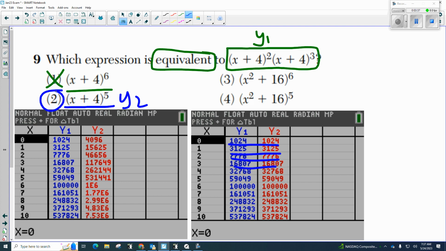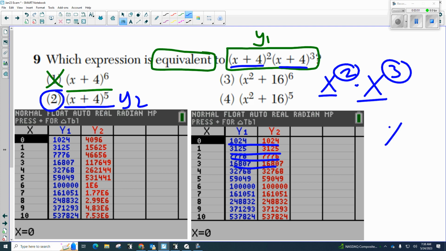Okay, and the only other thing that I wanted to share with you is if you remember, I'm just going to call it an x now, but something squared times something to the third, if the base is the same when we're multiplying, we add the exponents. All right, so 2 plus 3 is 5. So if that kind of helps you to know that as well. But remember, you can always check it with your calculator. We are looking for the same values in the table.